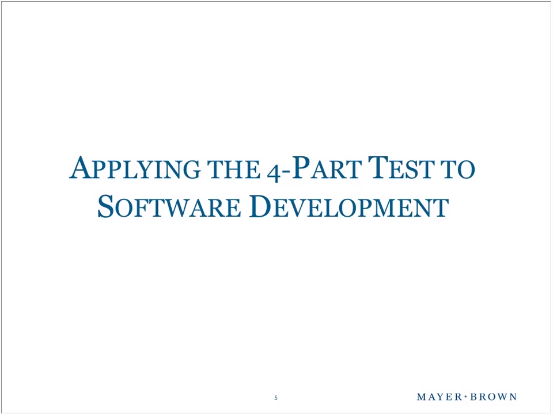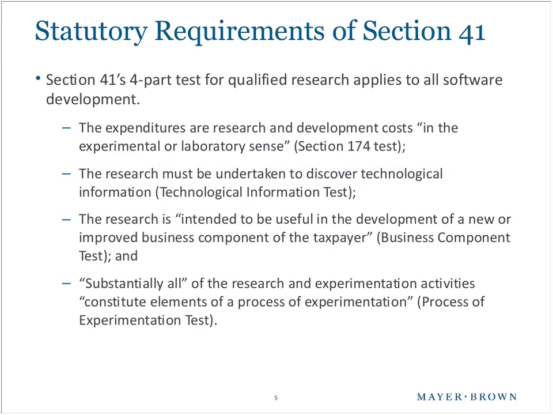First test is called the Section 174 test, and under that test it asks you whether the expenditures would be deductible as research and development costs in the experimental or laboratory sense as defined by Section 174. And regulations under that section ask if the information eliminates uncertainty concerning the development or improvement of a product. And uncertainty exists if information available to the taxpayer at the outset of the project does not establish the capability or method for developing or improving the product or the appropriate design of that product.